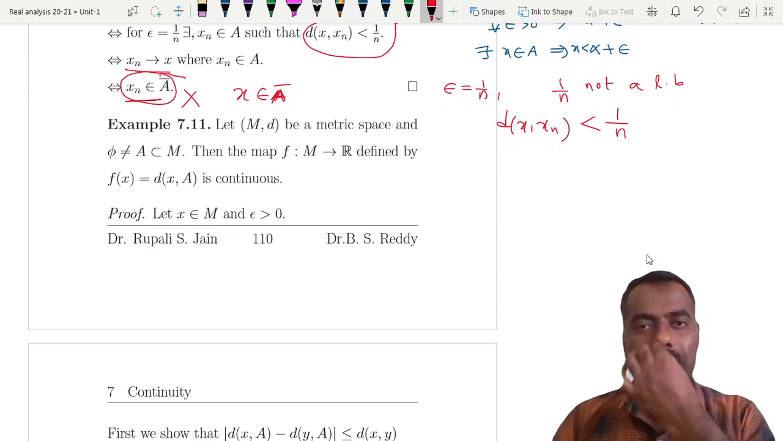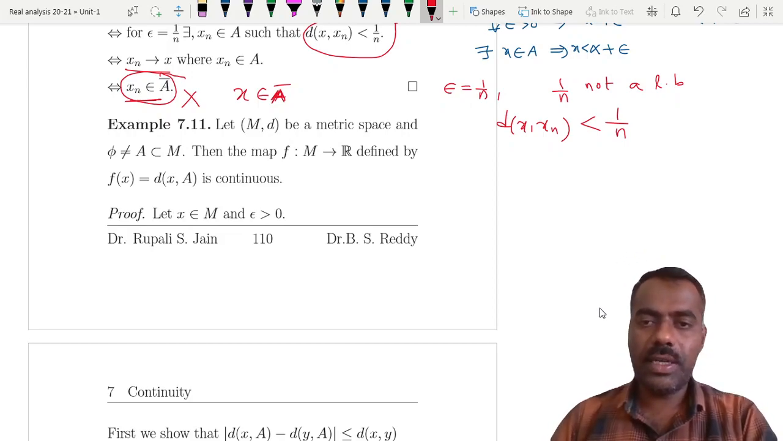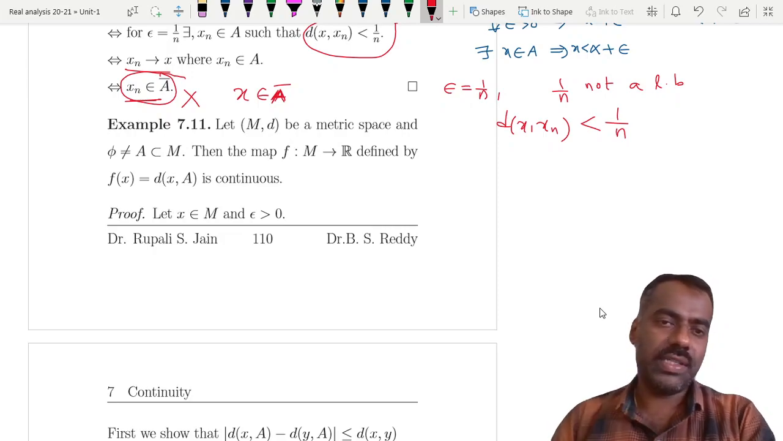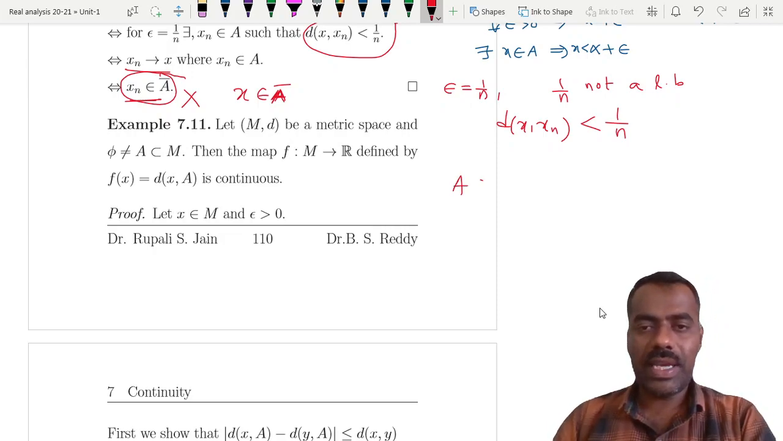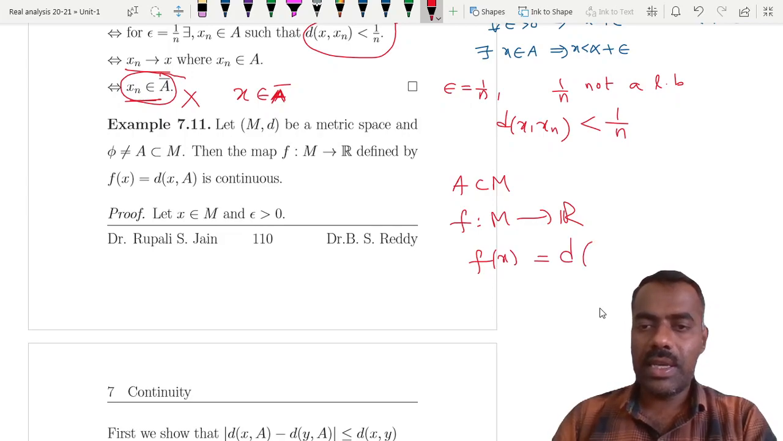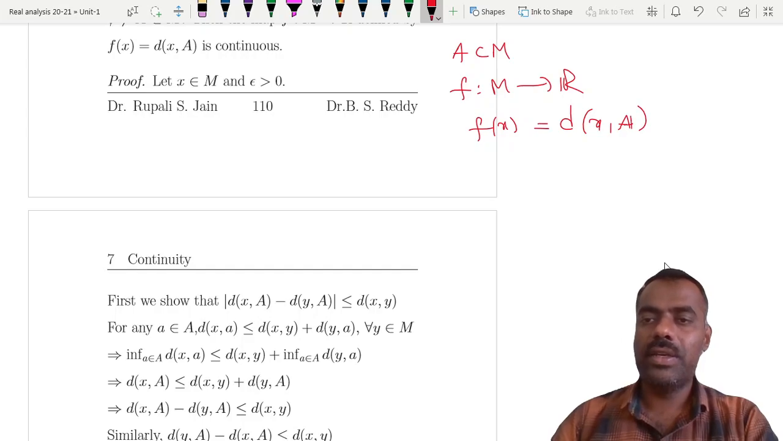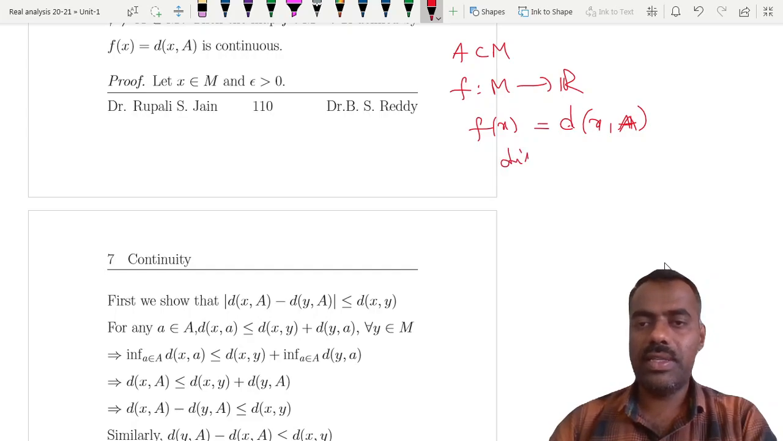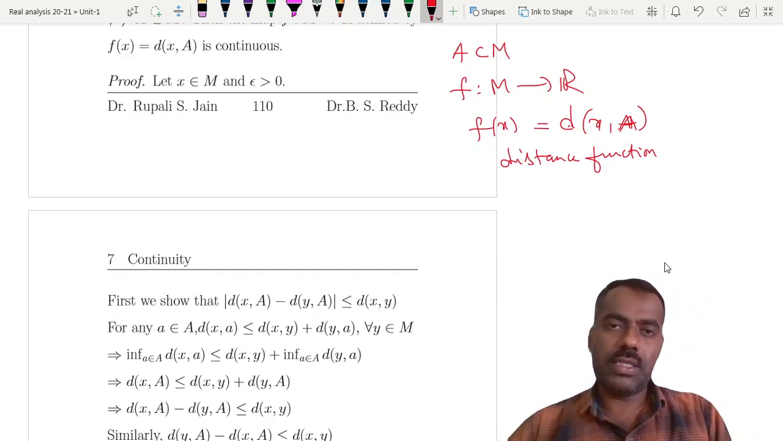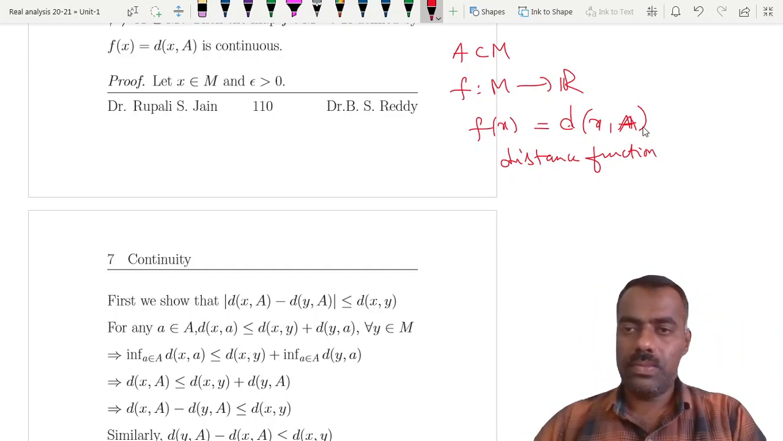Now this d(x, A) is actually a function, and you can say that it is a continuous function. So what is the statement? You take a subset A of M, and f maps from M to R defined by f(x) equal to the distance from that x to this given set A. You can call it a distance function, because we are measuring the distance of each point from the set A. This is continuous.